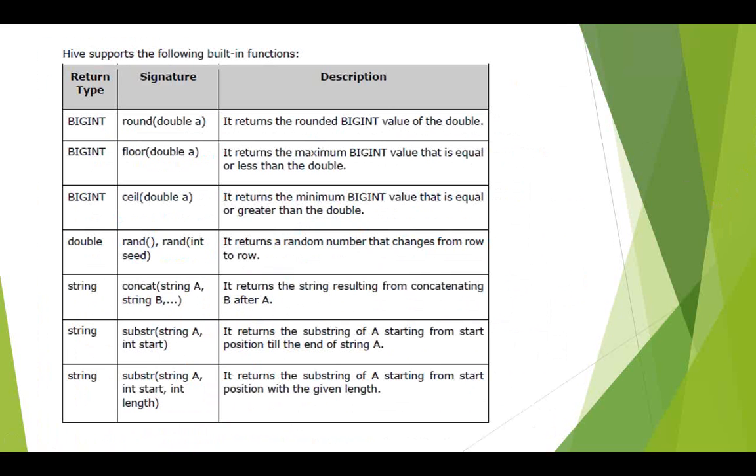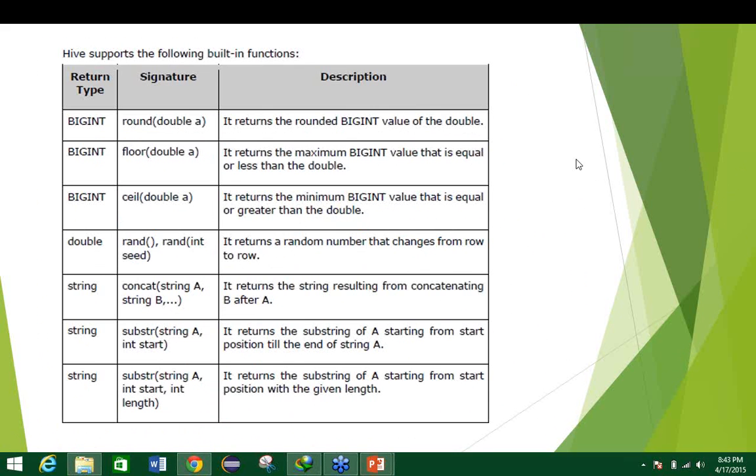The second one is floor. Suppose a value is given as 3.4. If you calculate the floor value of 3.4, it will give you 3. Then we have ceil. Ceil means that if 3.4 is given, the ceil value will be 4. Then rand, for random values. This rand is present with one seed type, or it may be without any seed.